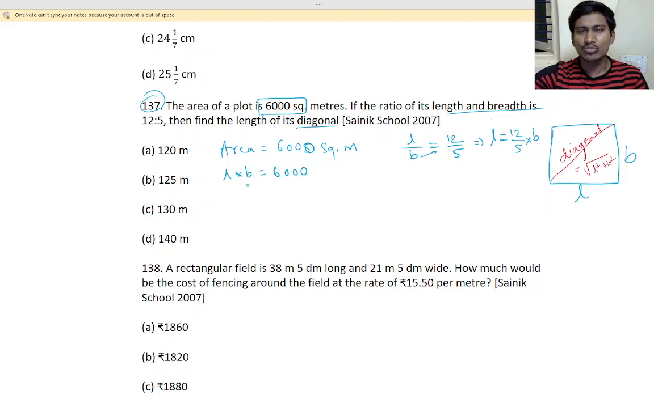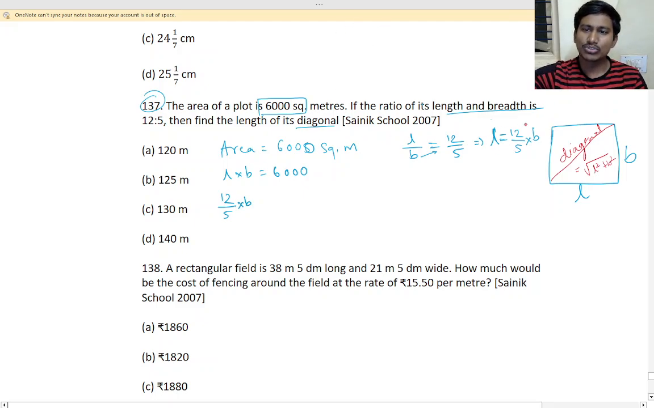So length is how much now? How did we get the length? 12 by 5 into breadth. We take this length here, into one more B. That B we have to write the same.